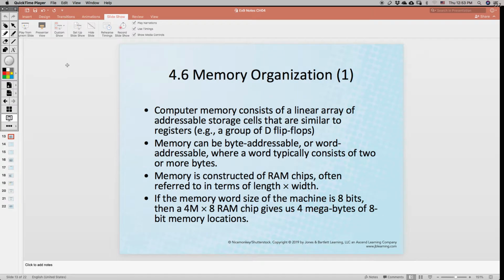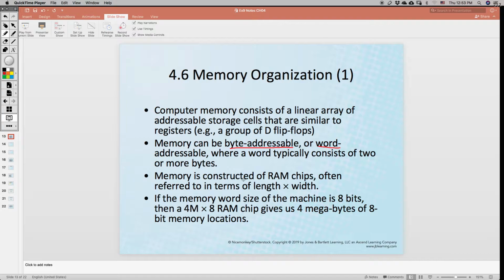Memory is a very important part of the computing system, and how to organize memory is a very important topic as well. So computer memory, you could consider it as a linear array of addressable storages or cells, and those cells are, for example, a D flip-flop like that. Memory could be addressable depending on the computing system. The word size could be a byte or 2 bytes or 4 bytes and so on, but typically it's byte addressable, meaning that each byte has a unique address.